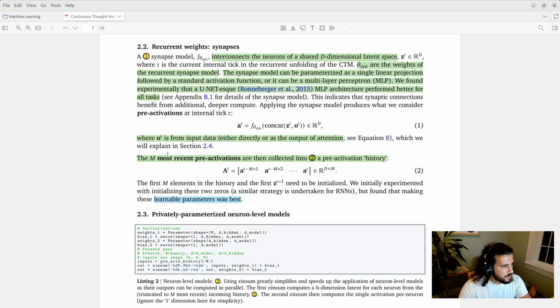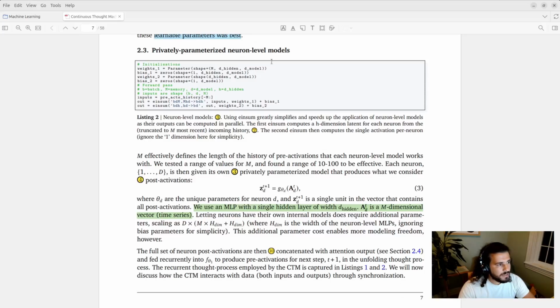And then we take the M most recent pre-activation history. So this is the stuff I was talking about, the first in, first out element, and this is our A that we have over here. And then we go into the neuron level model here. Here they're saying 10 to 100 for the memory of this model is kind of good. But it's another hyperparameter that they could test in order to push a bit to state of the art for their specific architecture.